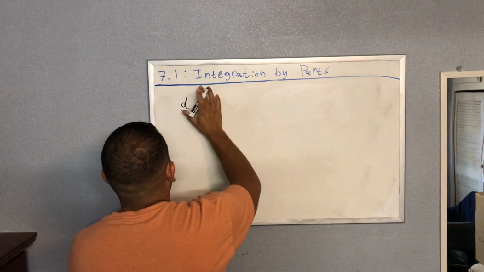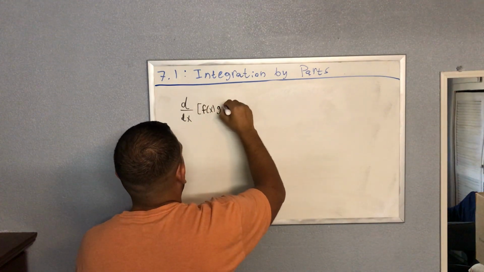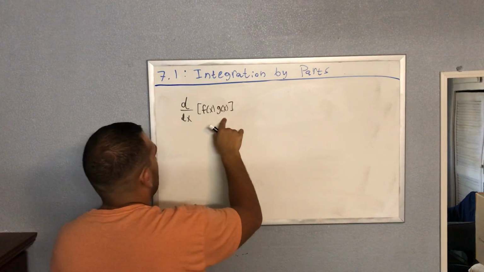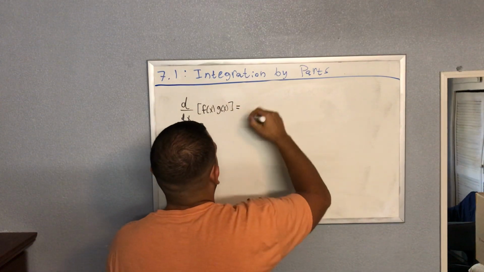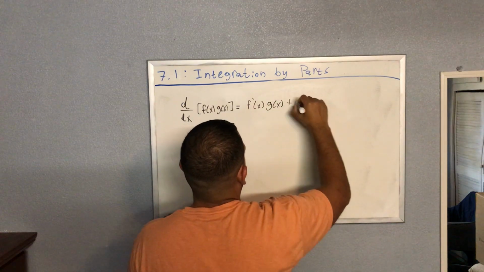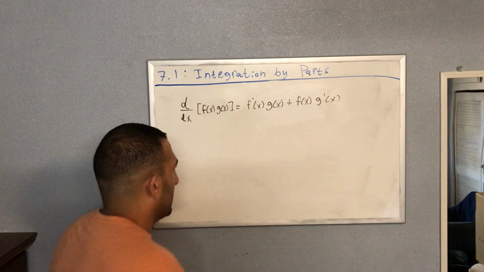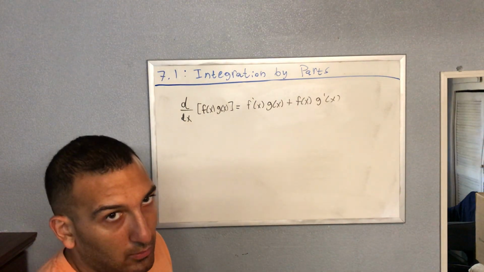Normally, if we took the derivative of a product of two functions, f of x times g of x, we got this formula, right? We got f prime of x, g of x plus f of x times g prime of x. That was the product rule.